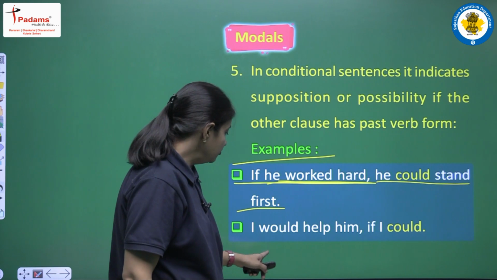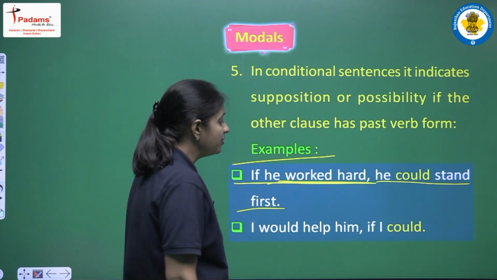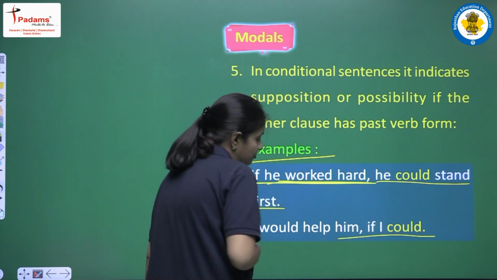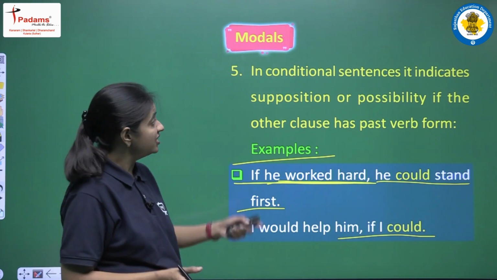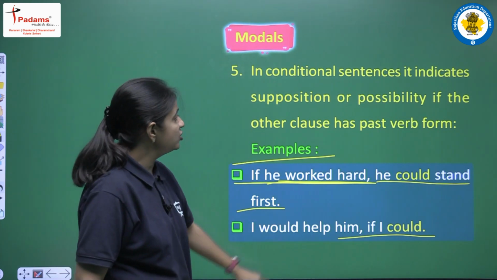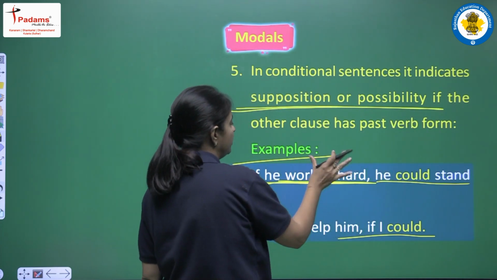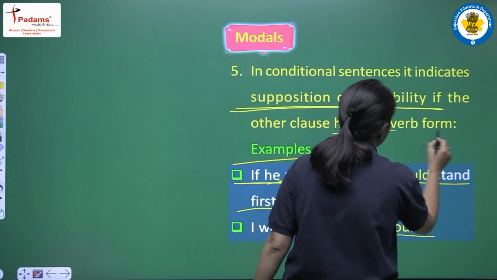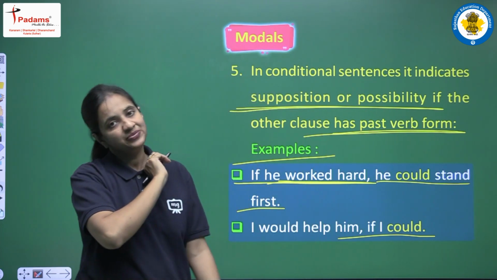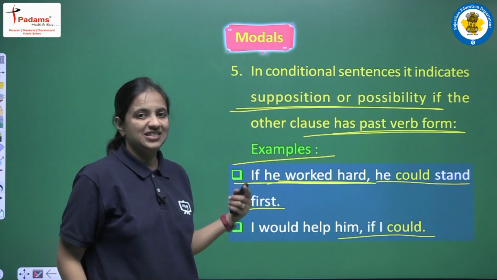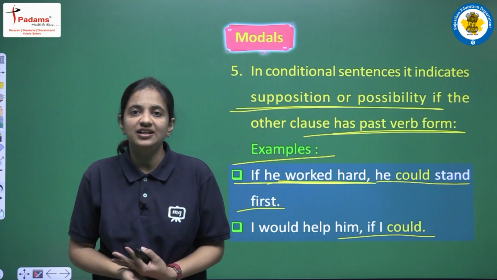The second one is: I would help him if I could. So could can also be used in conditional sentences, and that time it shows supposition or possibility. But the structure should be that the other clause is in the past verb form, right? So these are the major uses of this modal, that is could.